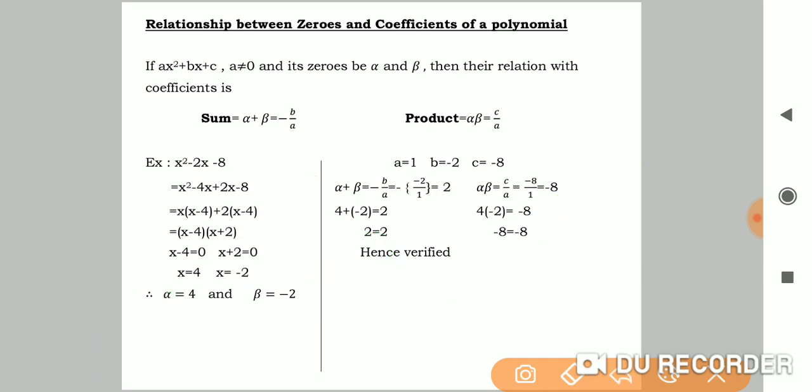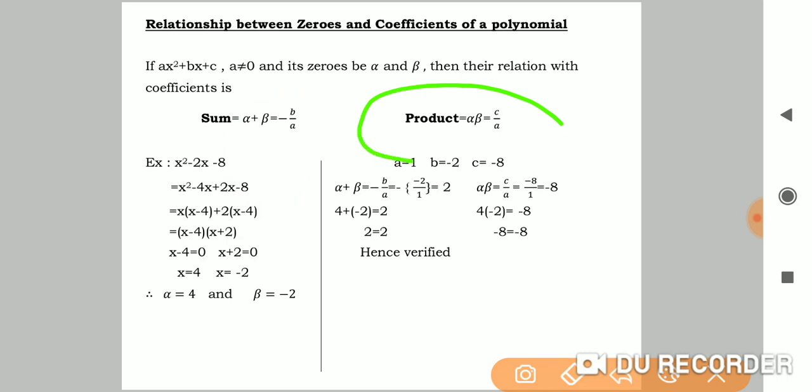Now how are they related to each other? The sum of the zeros means they should be added. We have considered that the zeros are alpha and beta, so their sum will be alpha plus beta. Alpha plus beta is related to the coefficients of the polynomial as minus coefficient of x divided by coefficient of x square, that is minus b by a. So alpha plus beta is equal to minus b by a.